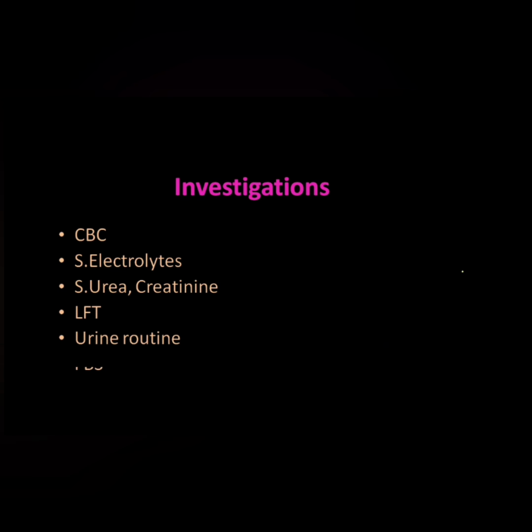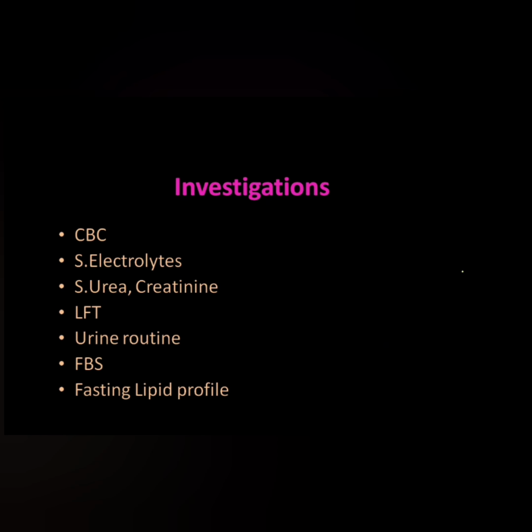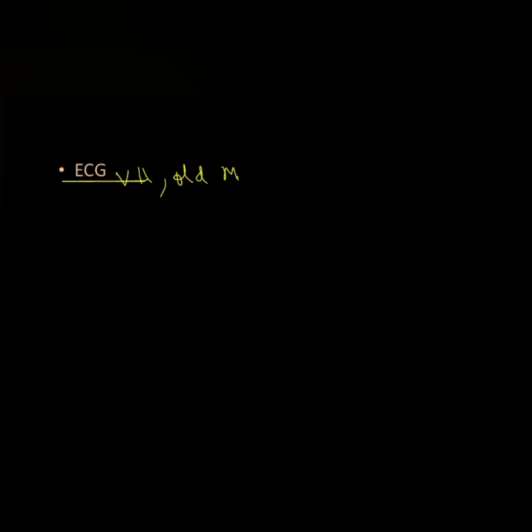What are the investigations you have to diagnose heart failure? The basic investigations are the routine investigations which are done. That includes your complete blood count, serum electrolytes, serum urea creatinine, liver function test, urine routine, fasting blood sugar, fasting lipid profile, serum TSH level. Now on top of all this, the other specific tests you require are ECG. ECG will tell you if there is ventricular hypertrophy or if there is an old MI. All this can be found in ECG.